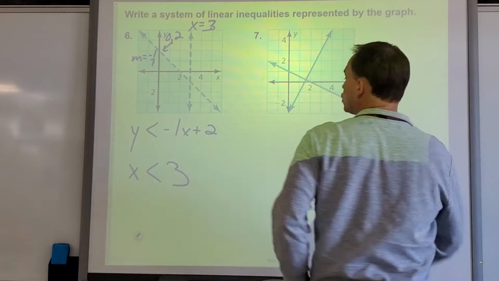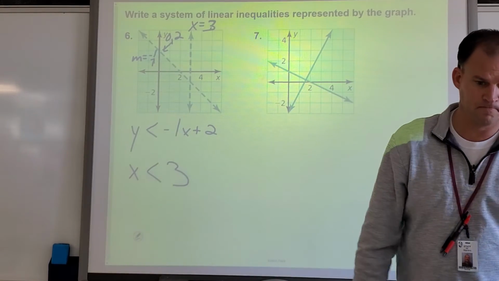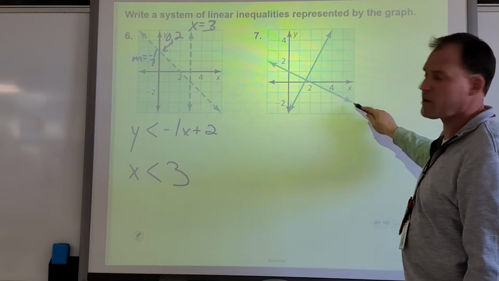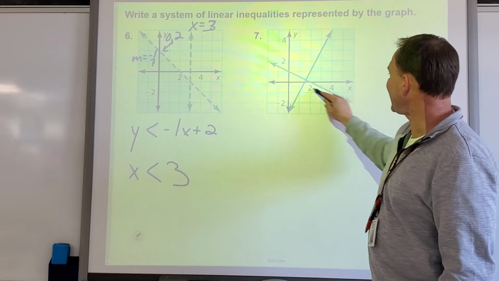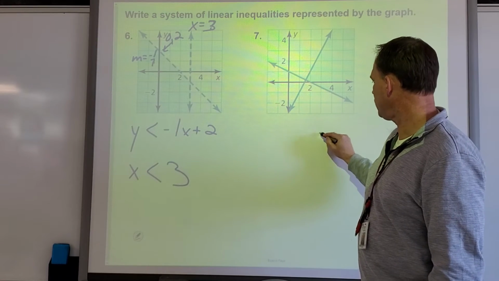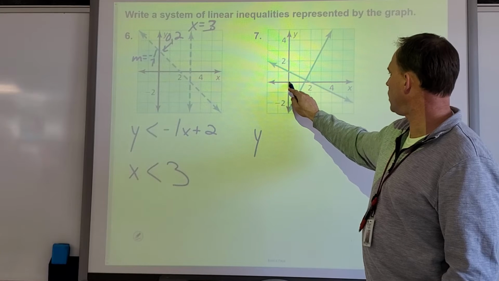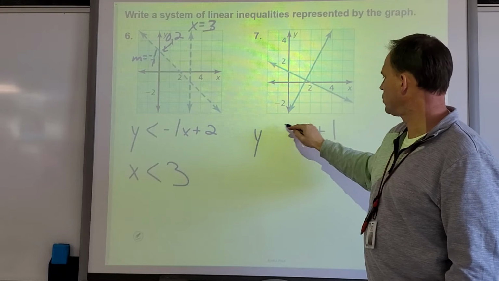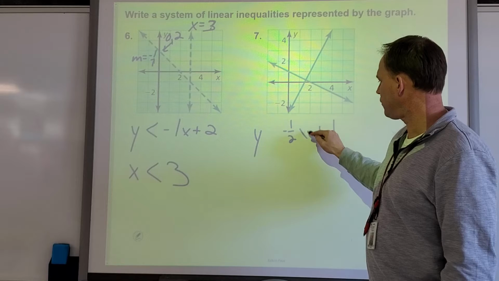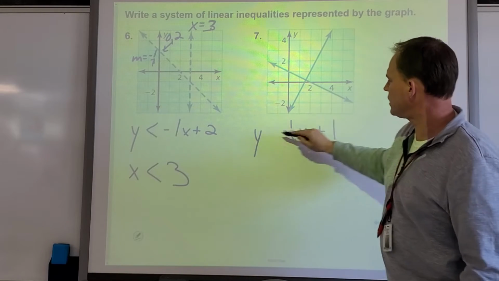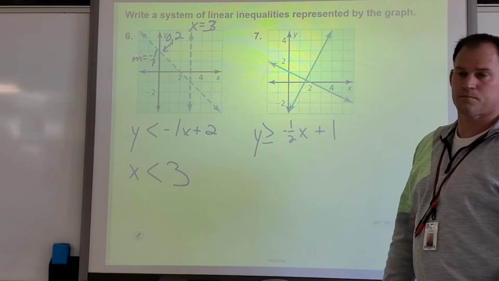Let's do it again. Try and do this one in your notes. All right, so I've got this line here. I'm going to do this one first. You may have done the other one. I can see the intercept is 1. My slope, down 1, right 2. So that's -1/2 x. I am above the line and it's solid, so that's greater than or equal.